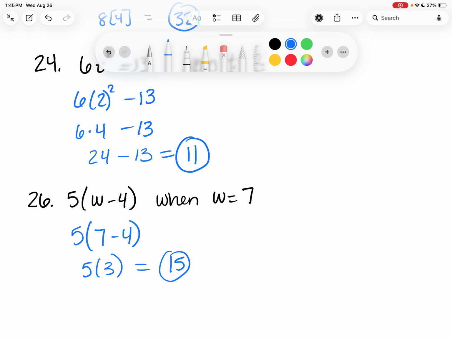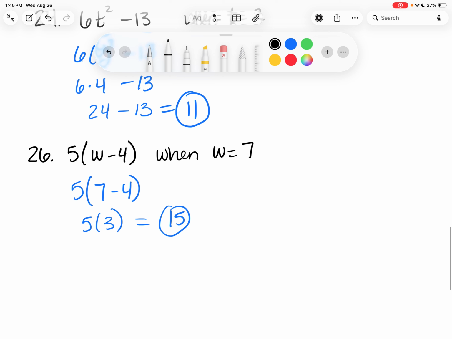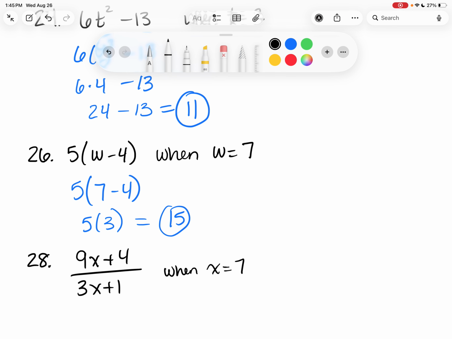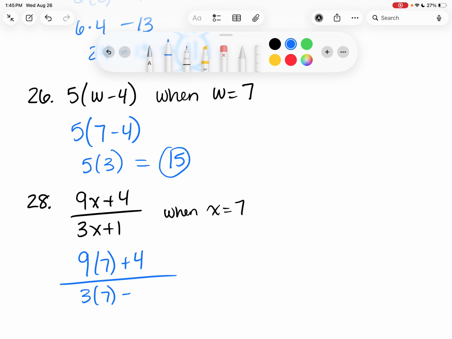All right, let's get a couple that are a little bit harder because they are going to be big fractions. So 28, I've got 9x plus 4 over 3x plus 1 when x is equal to 7. So I'm going to plug in the 7, and we'll talk about this one just because it's a little bit different than the other one. So I've got 9 times 7 plus 4, and then I've got 3 times 7 plus 1.